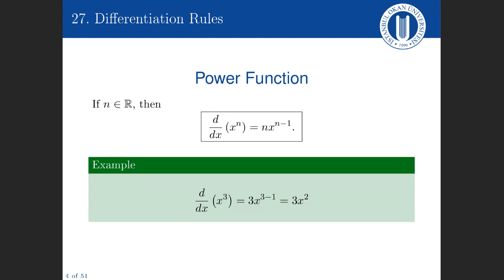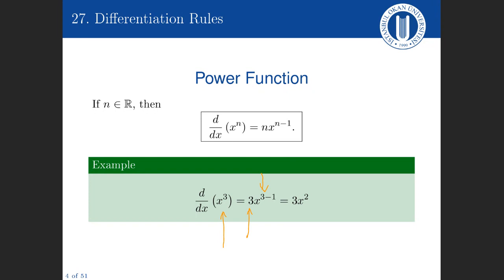x to the power n. The derivative of x to the power n, the formula that we have is that this is equal to n multiplied by x to the power n minus 1. A simple example. Suppose we're looking at x to the power of 3. Here, n is equal to 3. So the formula tells us we must have 3 and then x to the power of 3 minus 1, which of course is 3x squared.